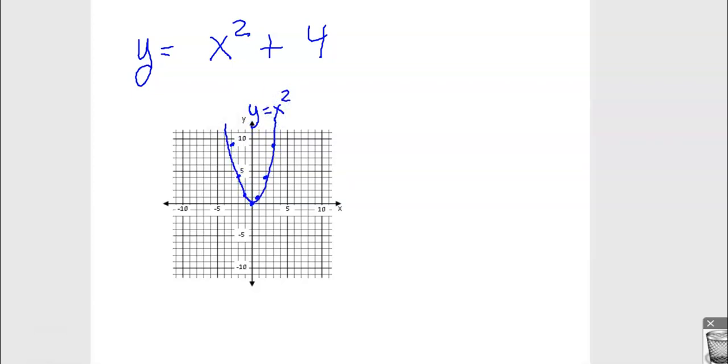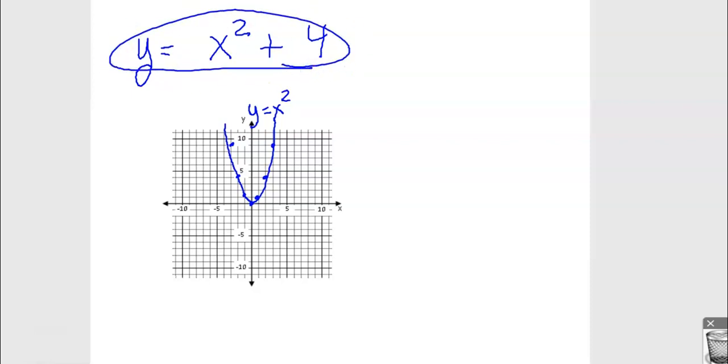But now, if I wanted you to graph this, x squared plus 4, you're going to literally shift it up 4 spaces. So shift this point up 4 spaces, shift this point up 4, and we're going to literally shift everything up 4 spaces. And so the parabola is going to look like this. It's being shifted up 4 spaces.